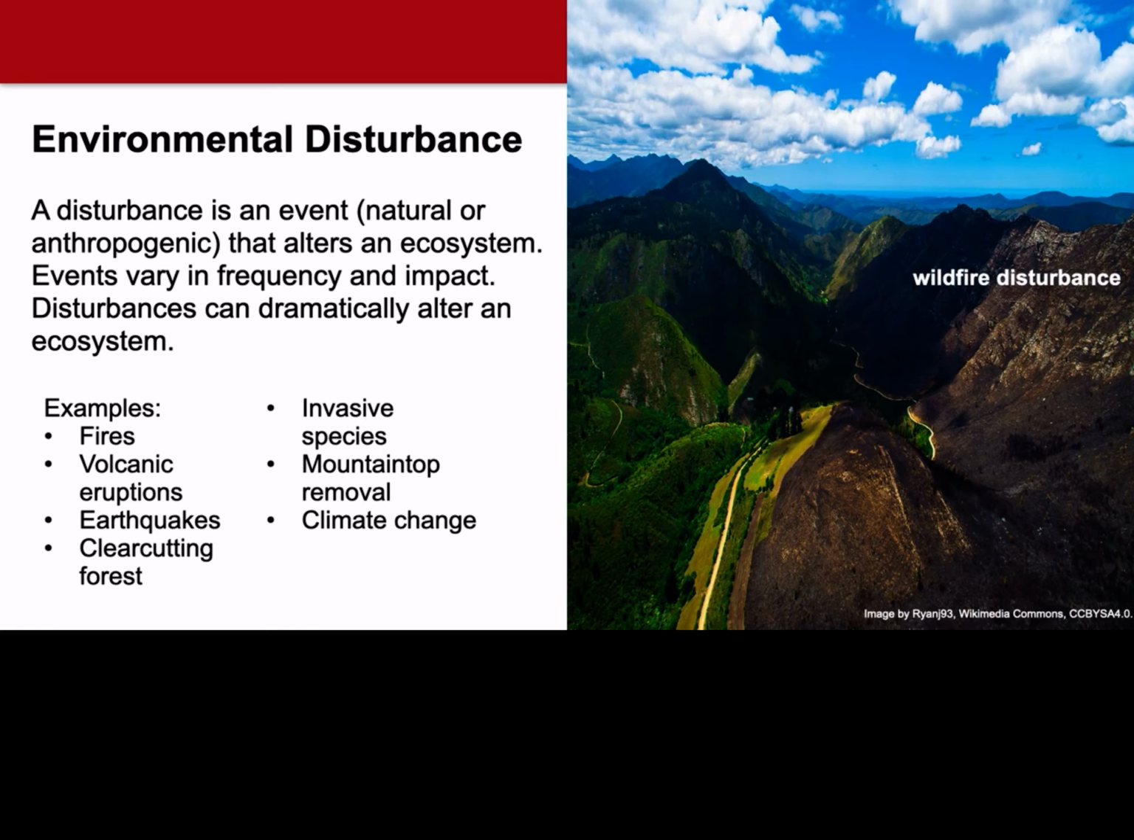Disturbance events are characterized by frequency and impact. They may occur every few years, or they may occur only once in a million years. The impact can also vary widely. A tornado, for example, may cause minimal damage to surrounding vegetation within a community, versus the eruption of a volcano, which could completely wipe out an ecological community.